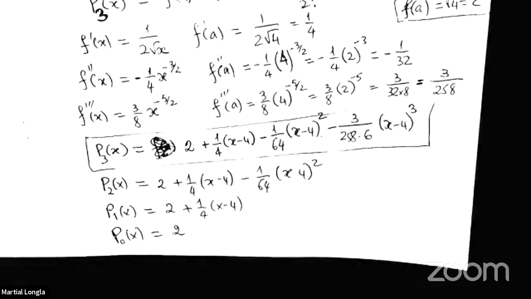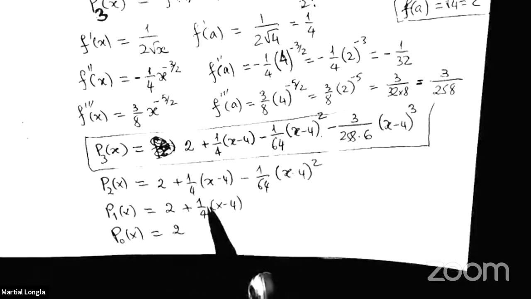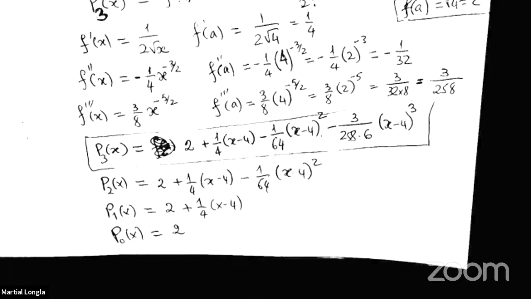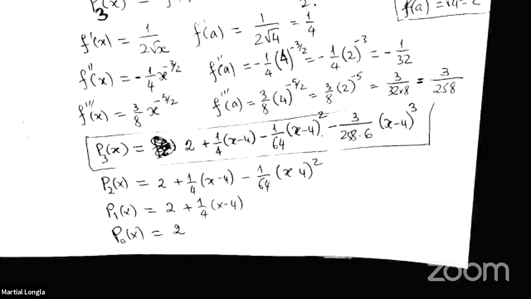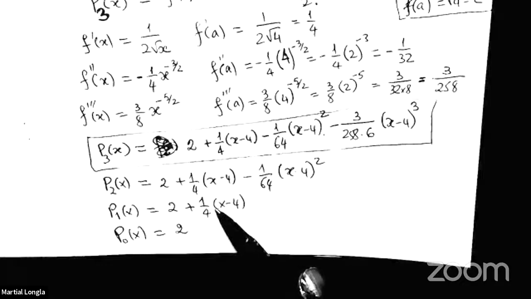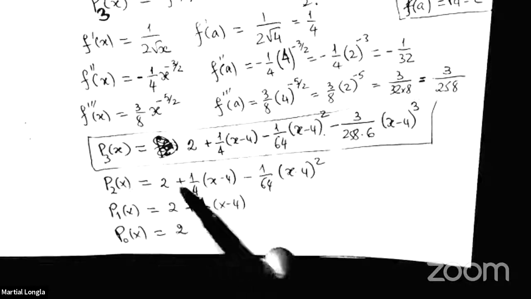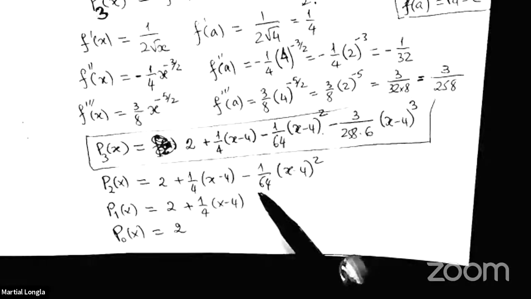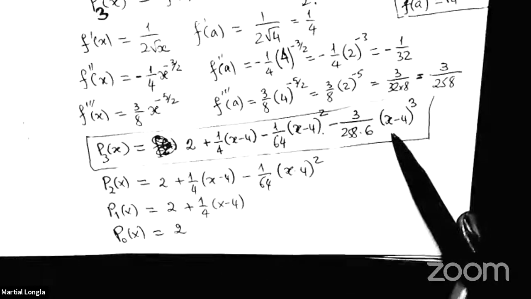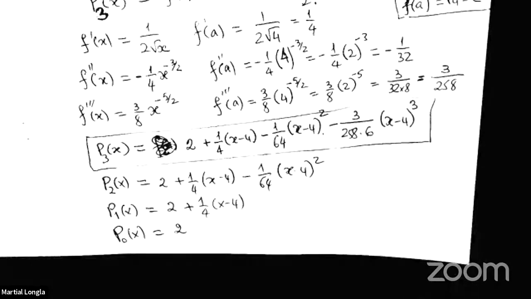So these are the rules. So P0 is just that first term, f of a. P1, it's f of a plus f prime times x minus a. P2, you add the next term. Notice that the difference between P1 and P2 is the term with the square, and the difference between P2 and P3 is the term with the cube. And there is no other work you need to do on this. This is all you need to write down. You don't need to now continue opening the parentheses and doing some calculus. You don't need that.